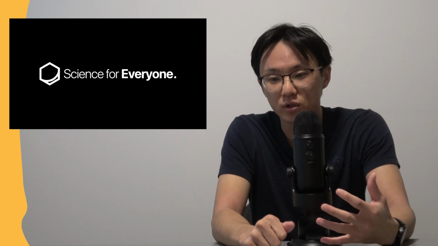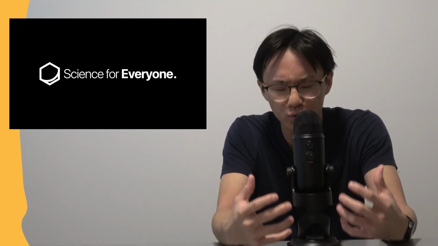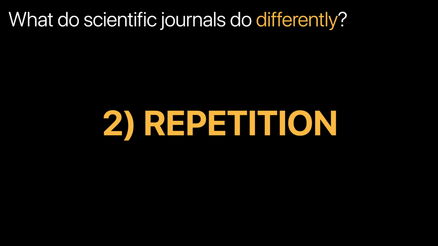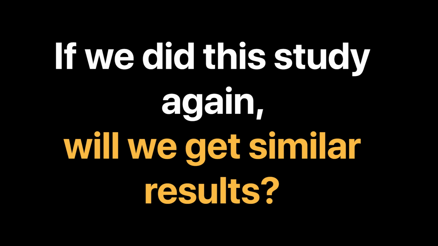So randomization plays a huge role in reducing selection bias, and it plays a really huge role in making sure that the results of a study truly come from the variable that's being studied and not from who is being studied. The second thing that a lot of research studies will do is repetition. Repetition is very, very important. Flukes happen and statistical anomalies happen. So repetition ensures that if we did this study again, we would get similar results.